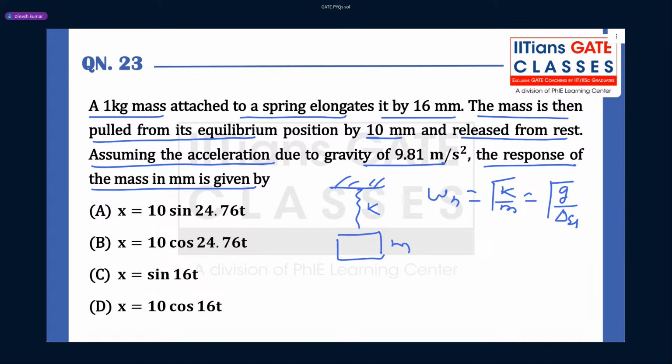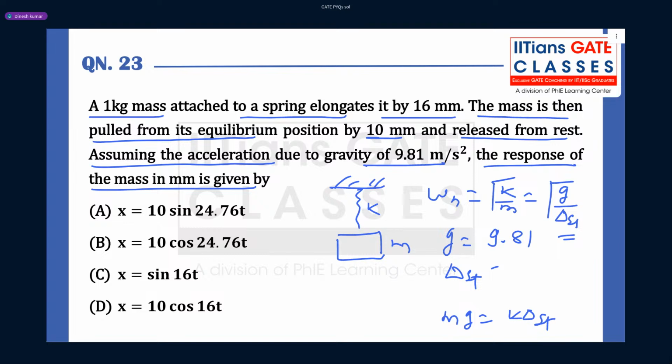Now guys, in this question, they gave the g value, which is 9.81, and they also gave delta static. When the spring is freely hanging, there will be some permanent deformation, and that will be balanced by gravity. So we always know that mg is equal to K delta static. From there we find the natural frequency is also given in terms of delta static.